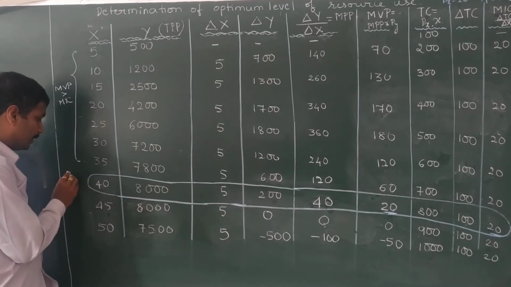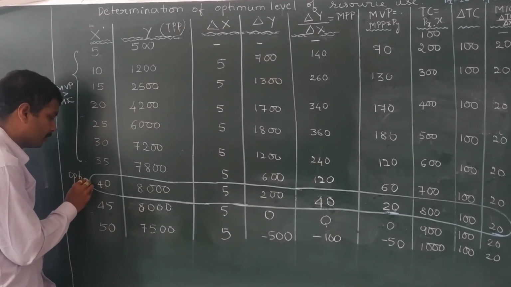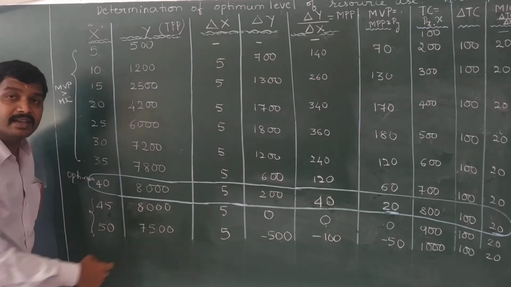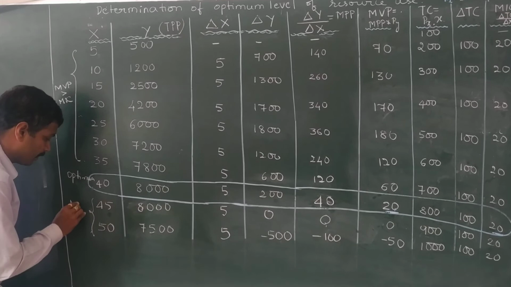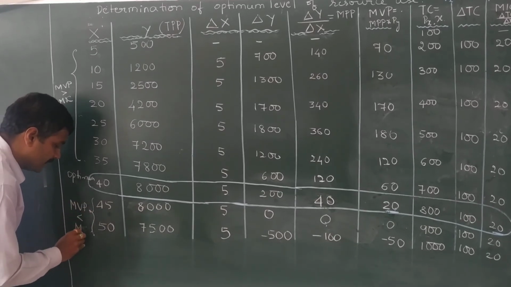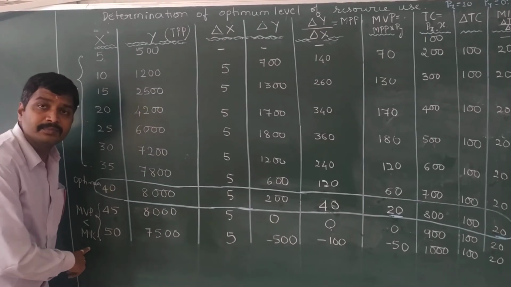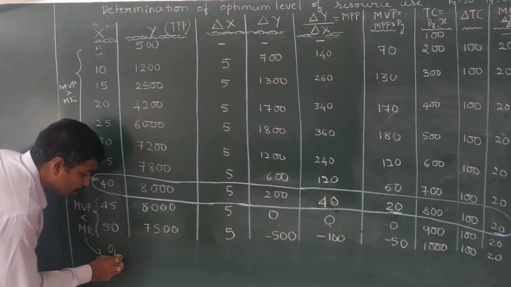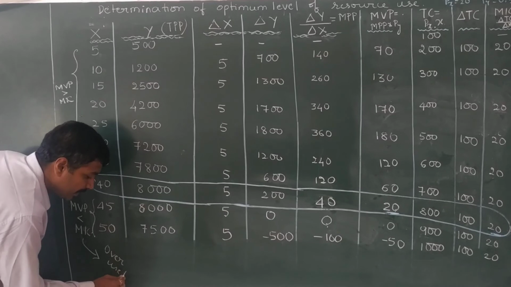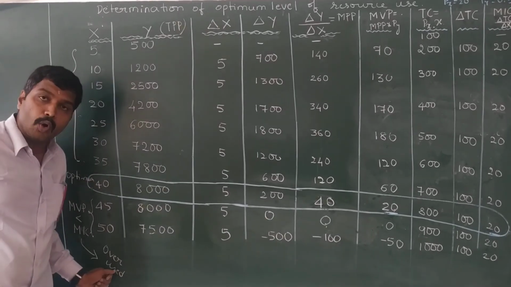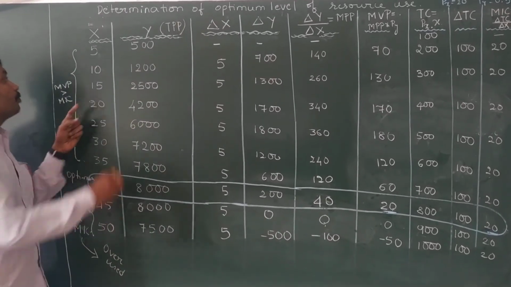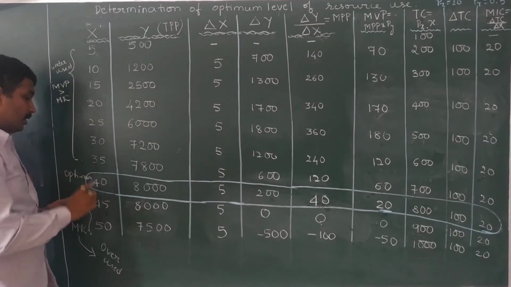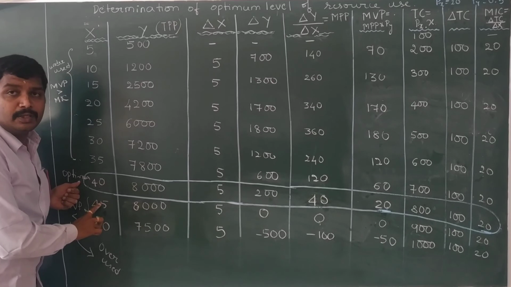Okay, this we call optimum. And this we call, here MVP is less than MIC. What do we call this? Here the resource is overused. Here the resource is overused, here the resource is underused, here the resource is optimally used.